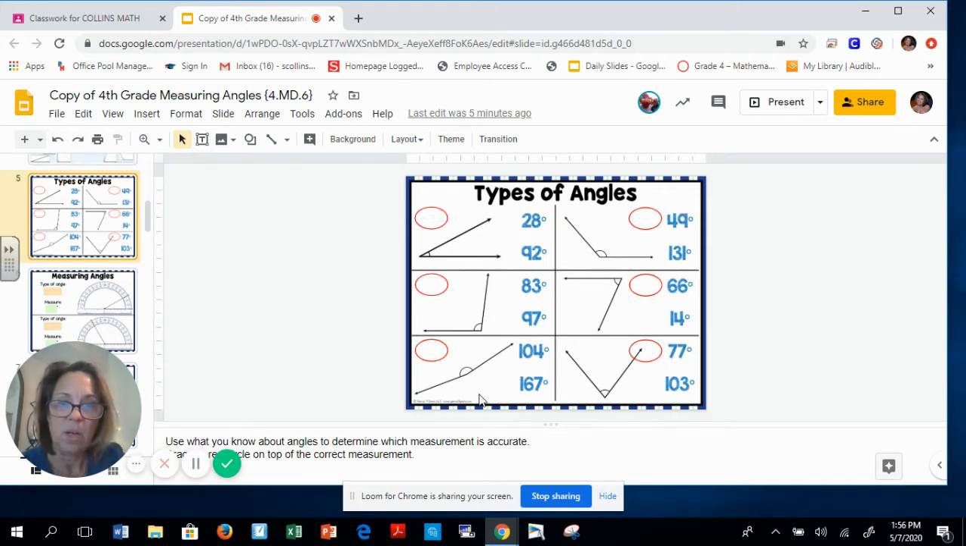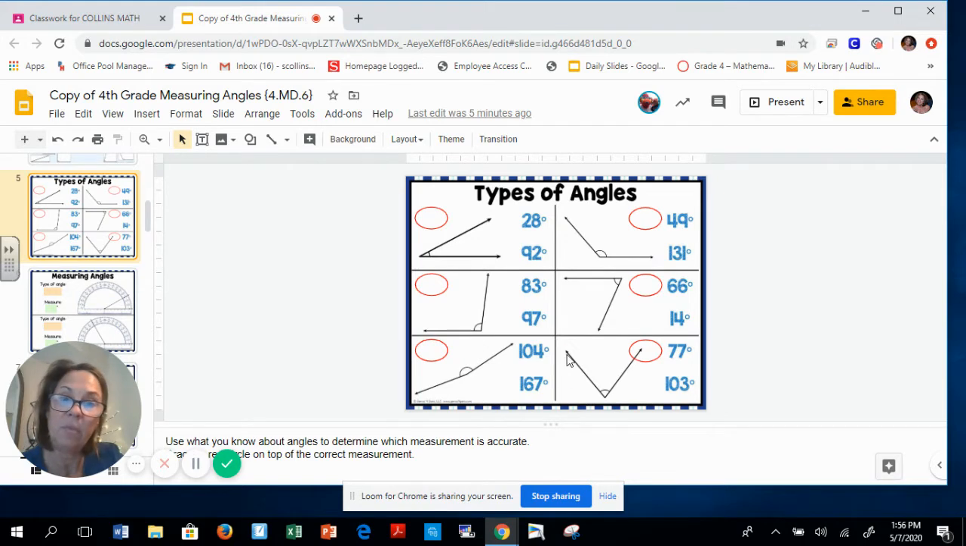I'll do one more. Let's do this one down here. This angle is open really wide, you can see. So I know that is an obtuse angle. It's open really wide. It's not quite a straight line. Close, but it's not quite a straight line.